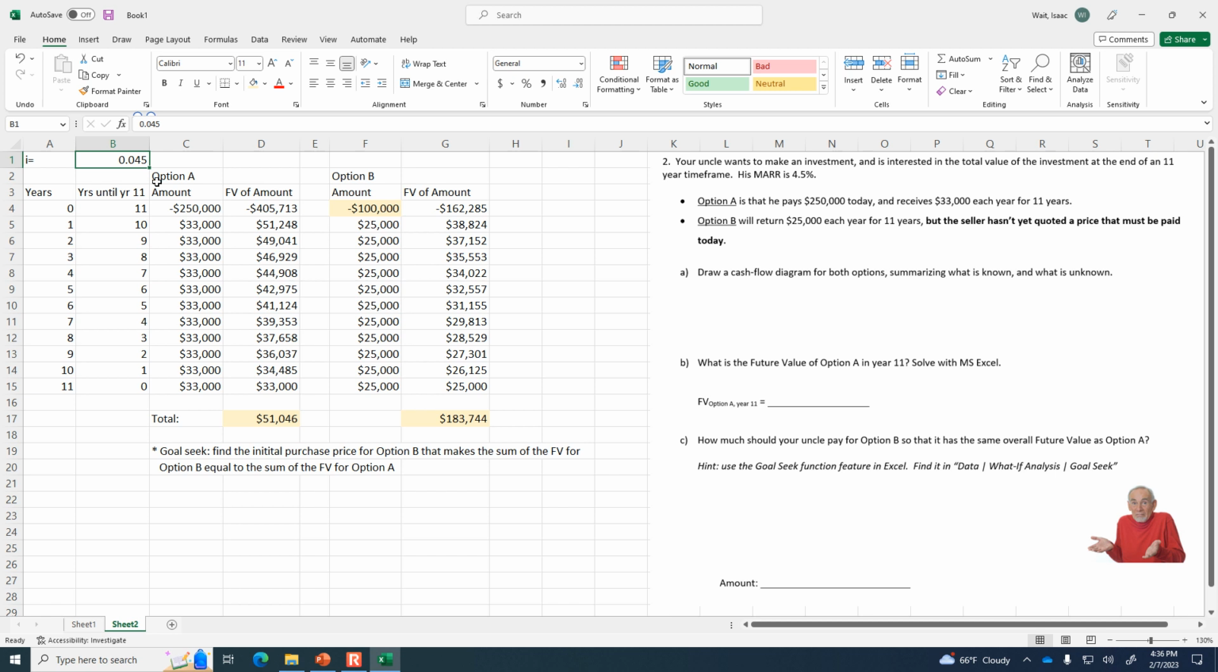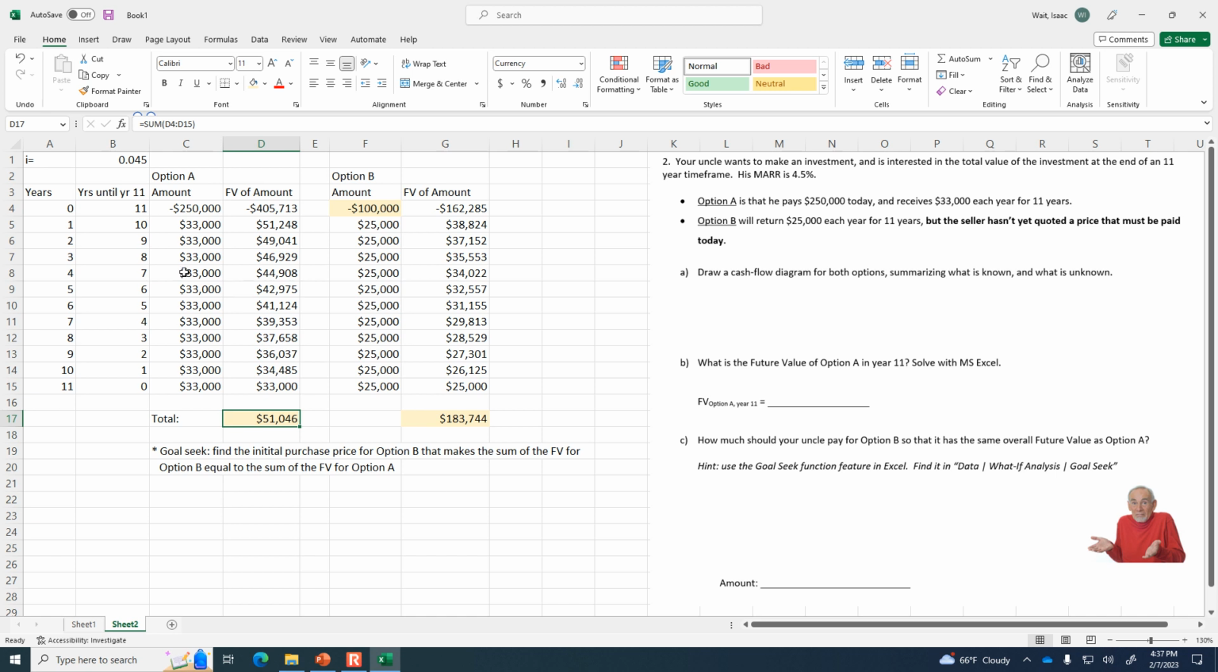And if that's the minimum attractive rate of return, this still has a positive future worth, which means that paying $250,000 for it gives you even more than the minimum attractive rate of return. We could find out what is the rate of return that's actually being yielded by playing around with the interest rate until this is equal to 0.